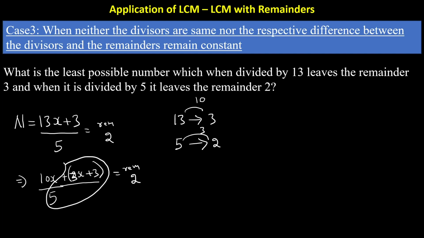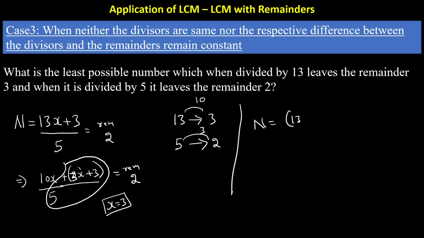Now, let us keep x value as 1. 3 into 1, 3 plus 3, 6 by 5? No. So 3 into 2, 6 plus 3, 9. Will I get 9 divided by 5 remainder 2? No. Now 3 into 3, 9 plus 3, 12 by 5. Yes, if I keep x value as 3, I am getting remainder 2. So then what is definitely my answer?